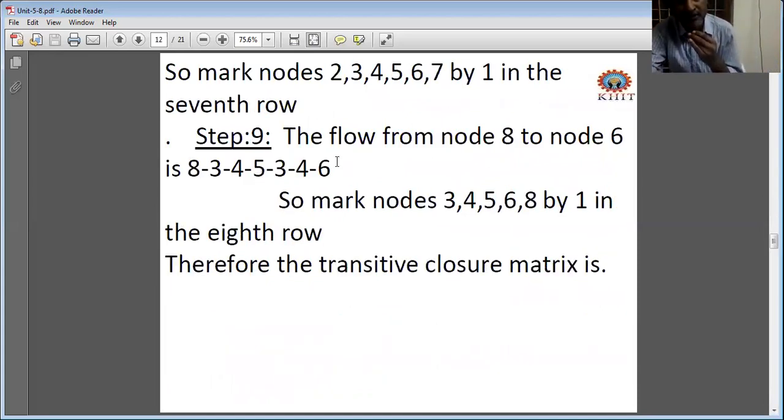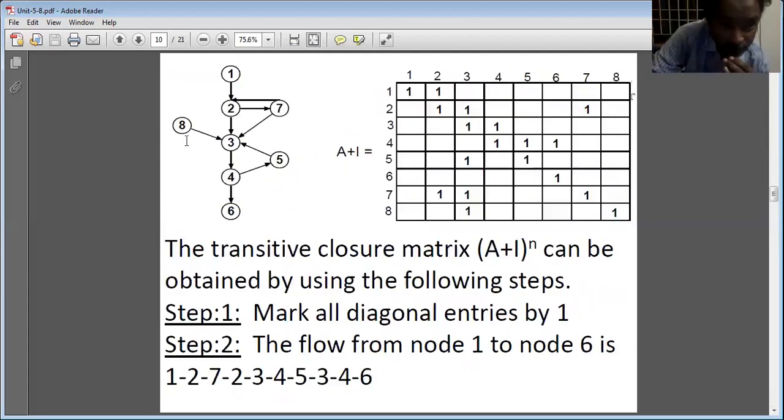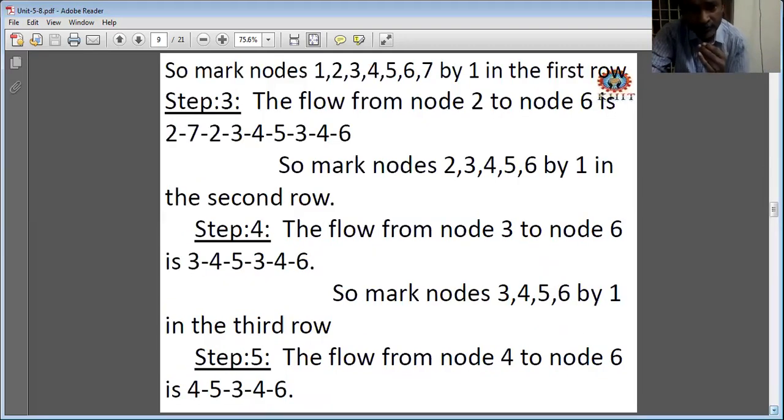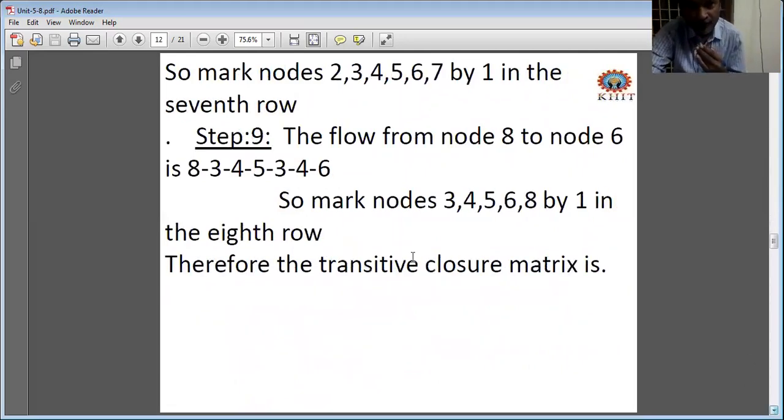Step 6, the flow from node 8 to node 6 is 8 to 3, 3 to 4, 4 to 5, 5 to 3, 3 to 4, 4 to 6. That means from 7 is over, from 8 to 3, 3 to 4, 4 to 5, 5 to 3, 3 to 4, 4 to 6. So mark the nodes 3, 4, 5, 6, 8 by 1 in the 8th row.